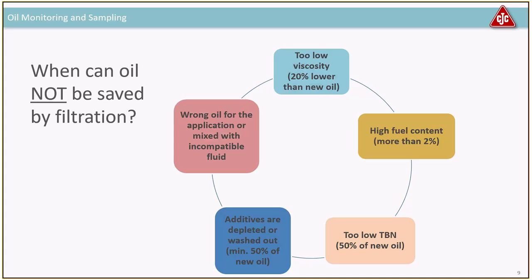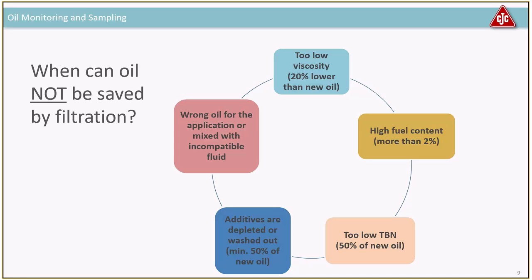You need to do something. You cannot just keep on filtering. The same if you have an engine with too much fuel content in the lube oil, something like 2% or more, you have to do something. You cannot just filter it out. If the TBN on an engine is too low, so the base number, roughly 50% of new oil, you cannot do anything else than topping up or changing some parts of the oil. A filter cannot get the TBN number back.